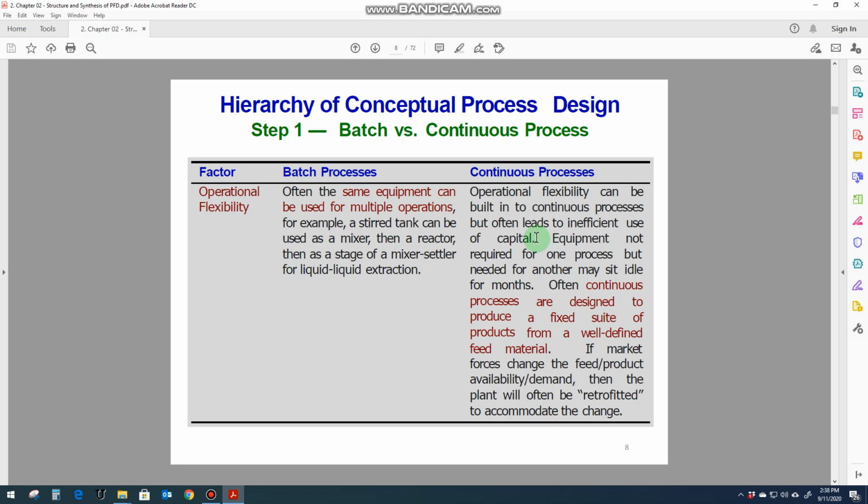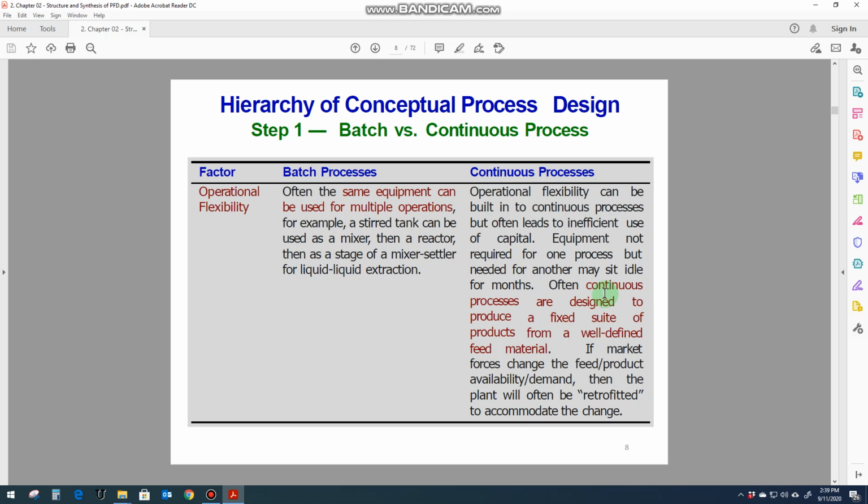So what would happen is that one piece of equipment might be in use for the production of one chemical or product, but if we want another product, then we have to use some other equipment that may remain unused for a long period of time if that specific product is not required. Equipment not required for one process but needed for another may sit idle for months. That is one of the reasons continuous processes are often designed to produce a fixed suite of products from a well-defined feed material.